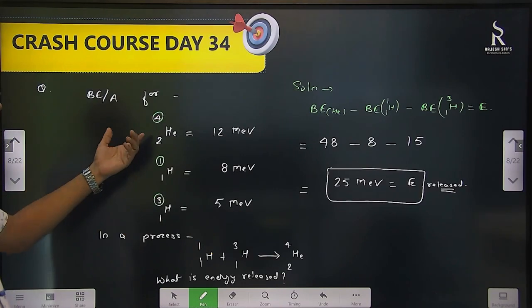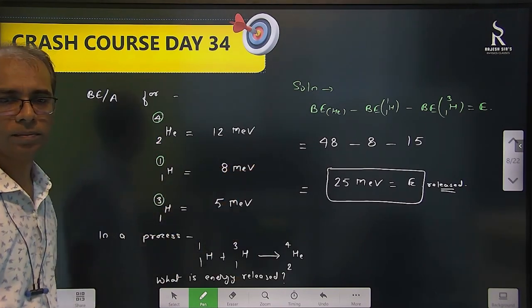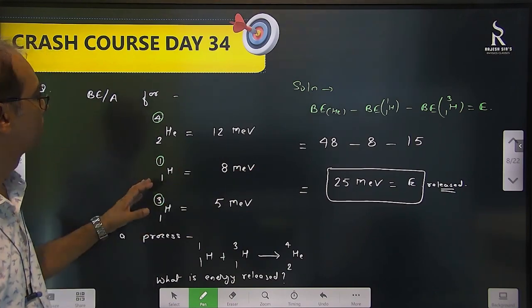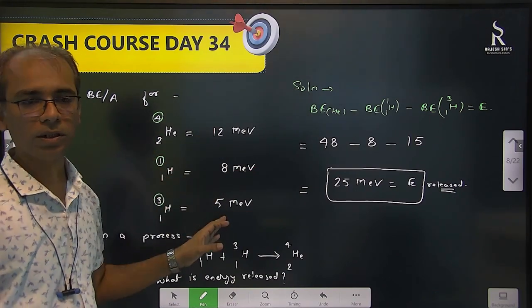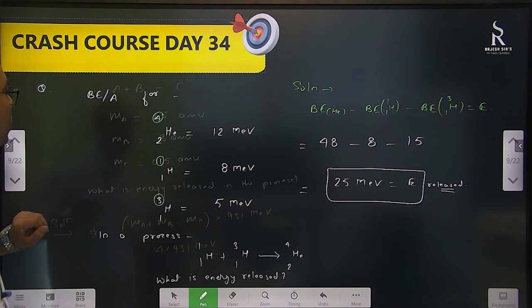It's also the same. These two are coming together and making the final thing. So mass of reactant minus, no, this is energy, this is not mass. Okay, fine.